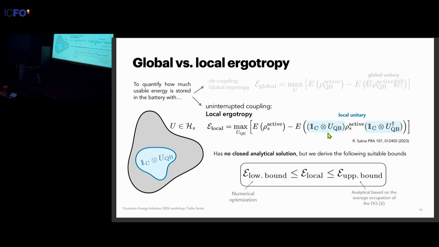Now, in principle, as opposed to before with the global one, this one does not have a closed analytical solution. There are some cases, and I only know one case that it does, but in general, it does not. So what we do in our work is derive suitable bounds. We have an upper bound, which is motivated by the average occupation of the quantum dot. For interest of time, I'm not going to go into that, but just believe us that there's an upper bound, and a lower bound that we obtain numerically.